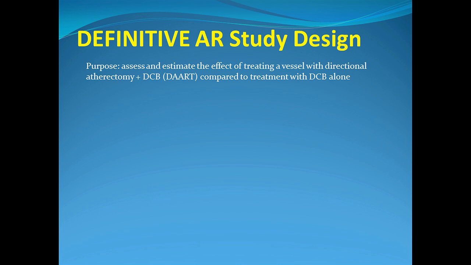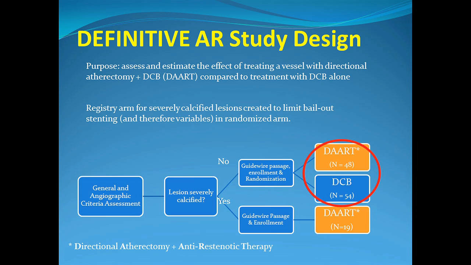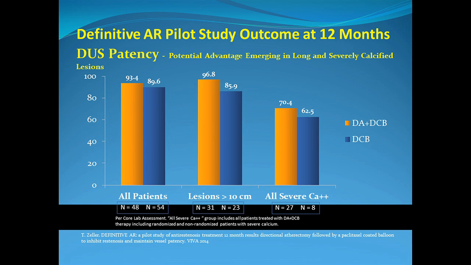What about a combination of directional atherectomy and DCB? This study has been published. It's called DEFINITIVE AR, and this is a study where the directional atherectomy and then DCB was compared to DCB alone. As you see, this study is thought provoking.